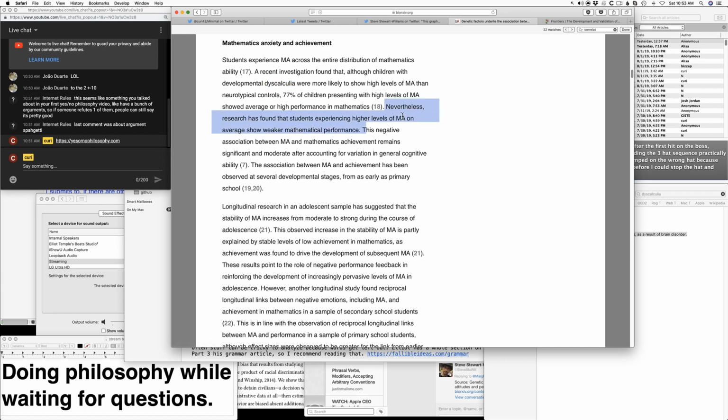Right, or vice versa. Students with weaker performance have higher levels of surveyed anxiety. It's not surprising. Like, why would that even be news? People who are bad at things are more nervous about doing those things and try to avoid it and stuff.